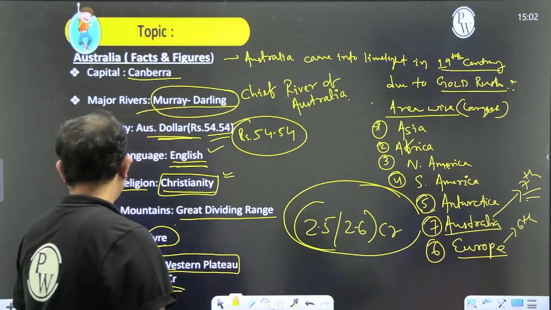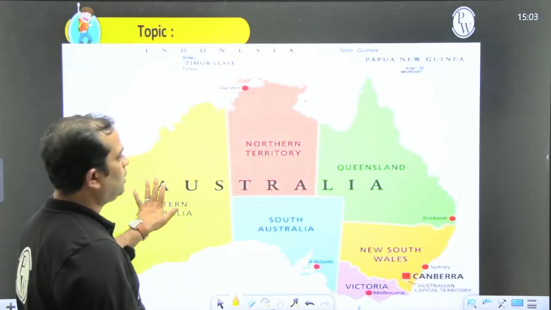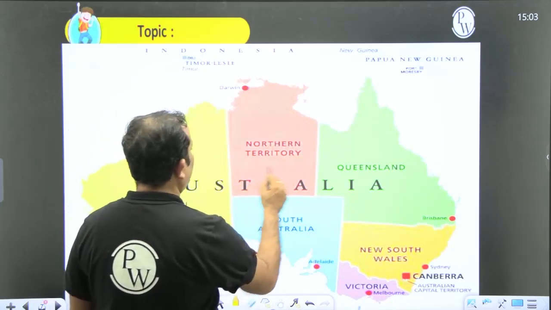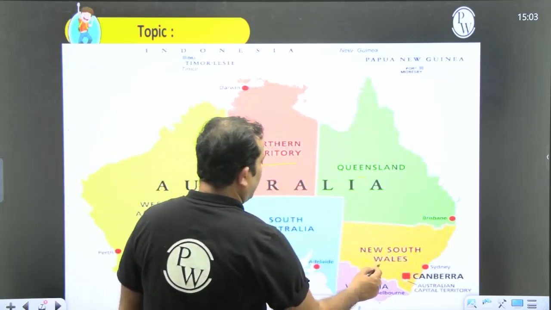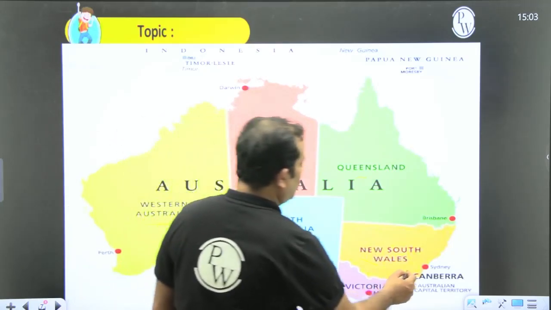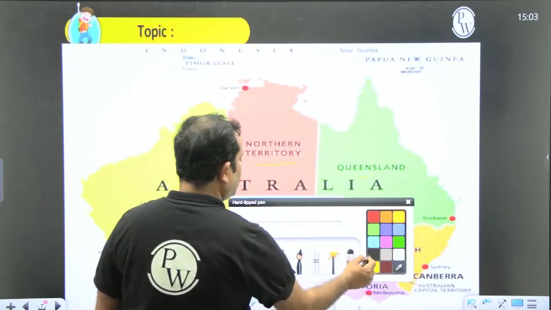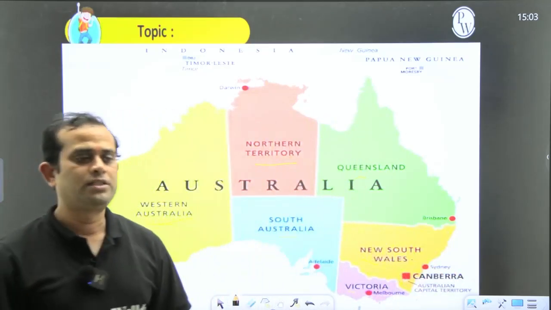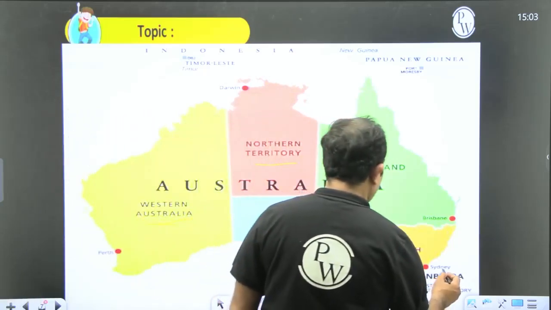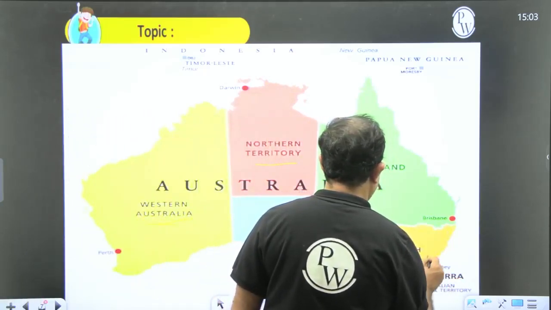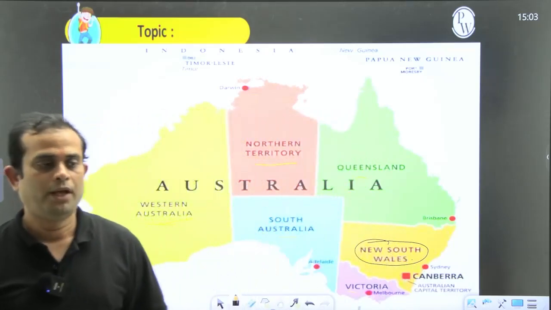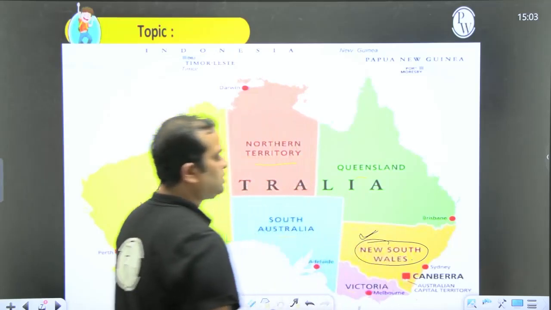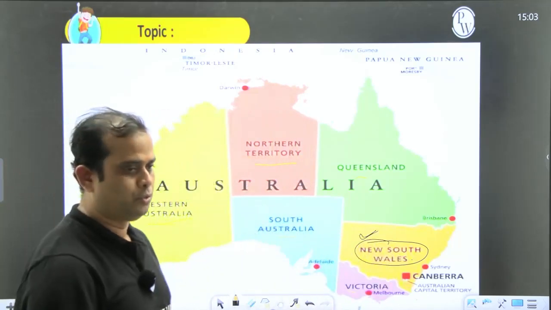Okay, so next, these are your territories: Western Australia, Northern Territory, Southern Australia, Queensland, New South Wales and Victoria. You can see Canberra here. Canberra is Australia's capital. So whenever the question asks where Canberra is, you can say Canberra is located in New South Wales.